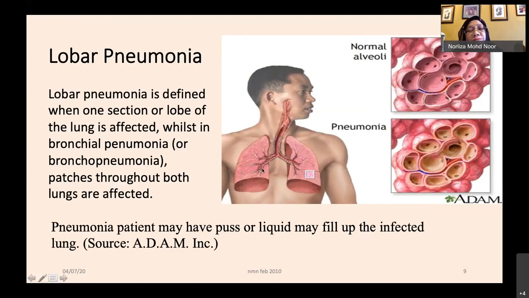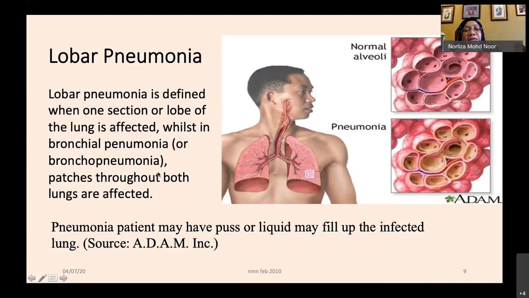Our lungs consist of about five lobes in total, right? Three on the right lung, if I'm not mistaken, and two on the left lung, or I may be wrong, but they call it lobes. Each lobe is separated, so normally it won't affect another. If one lobe is affected, seldom will it affect another lobe, unless there are patches throughout both lungs, so they call it bronchial pneumonia.